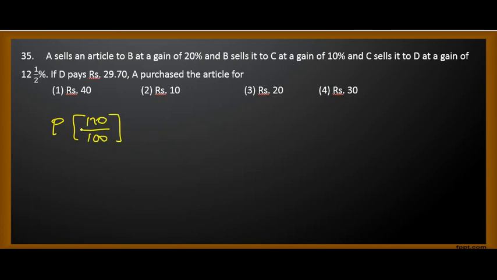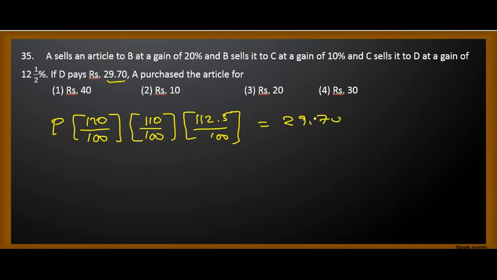Now B sells to C at a profit of 10%. So on this B will charge into 110 by 100 because he got 10% profit. This will become the cost price of C. Now C is selling at a profit of 12.5%, that is 12.5. So 112.5 by 100. This is the cost price of D, where D pays how much? 29.70.